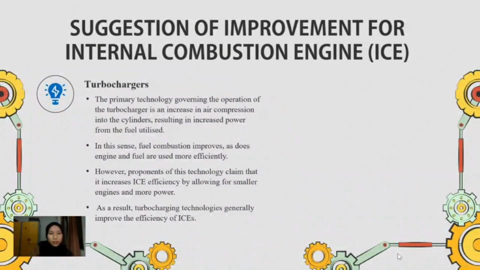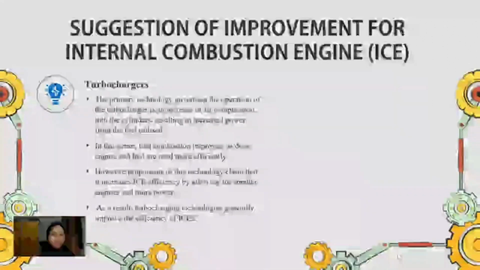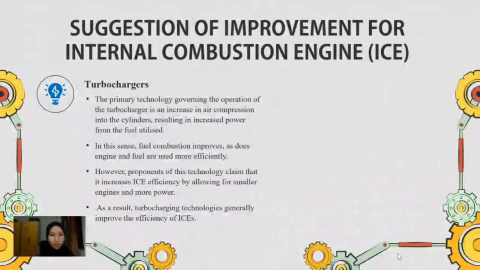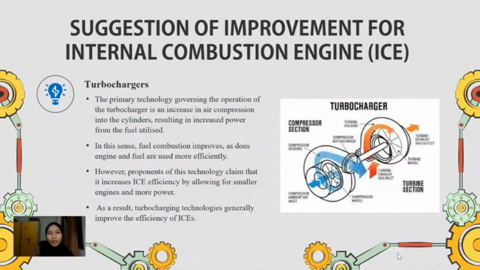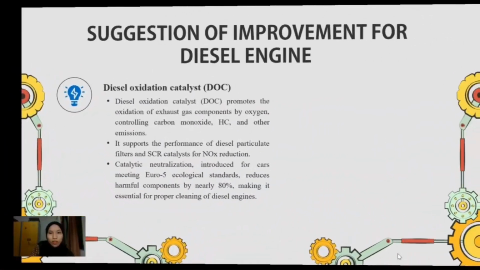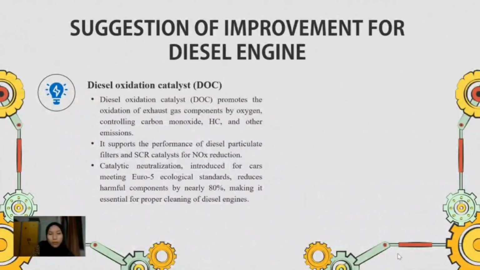Next, turbocharger. The primary technology governing the operation of the turbocharger is an increase in air compression into the cylinder, resulting in increased power from the fuel utilized. In design, fuel conversion improves as the engine and fuel are used more efficiently. Proponents of this technology claim that it increases ICE efficiency by allowing for smaller engines and more power. As a result, turbocharging technology generally improves the efficiency of ICE. This is turbocharger.